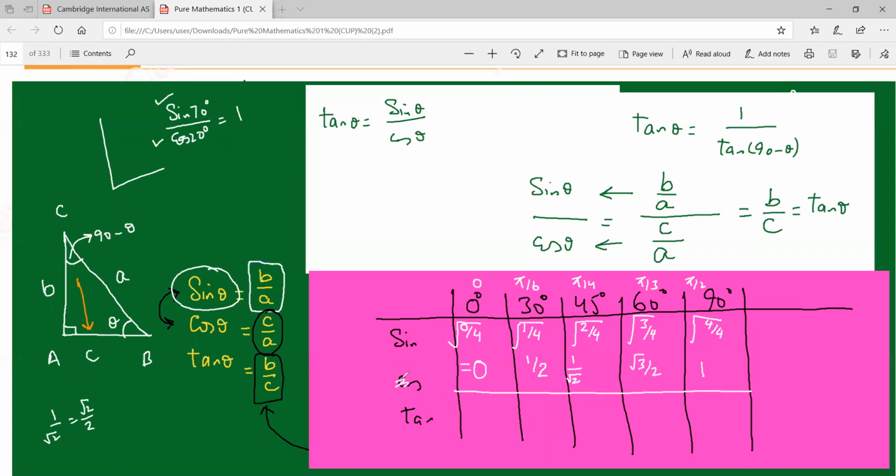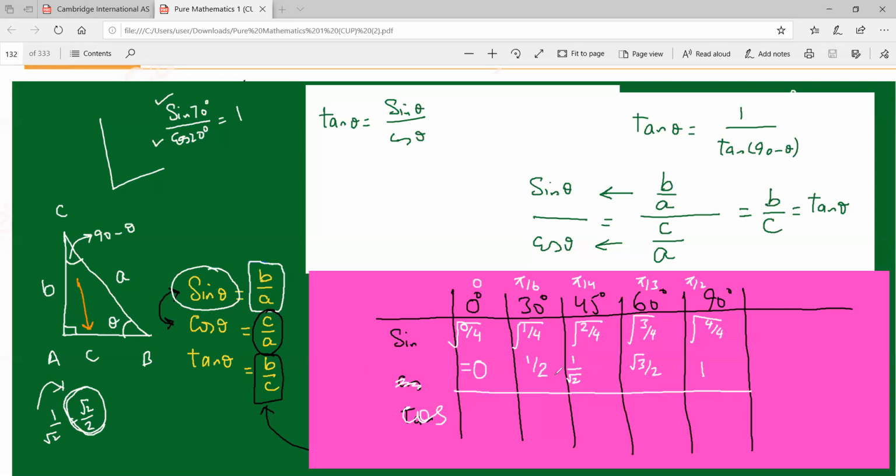I'll be writing the values of cos over here. Sine 45 is under root 2 over 2. I have told you here, look at this corner, that 1 over under root 2 is written as under root 2 over 2. I have made that video on rationalization of the denominators. You can see that, or otherwise, this topic is coming up.